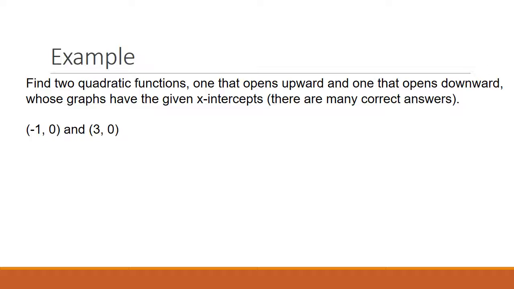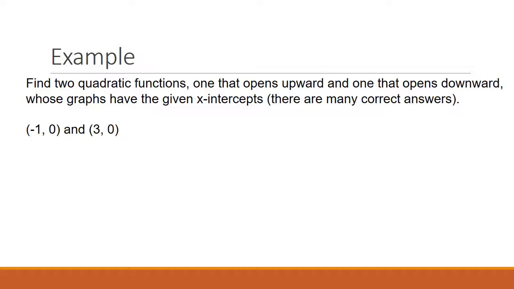In this example, we're going to find two quadratic functions, one that opens upward and one that opens downward, whose graphs have the given x-intercepts. Let me give you a hint. Remember, if the solutions are -1 and 3, then the factors we got them from must have been x plus 1 and x minus 3. If you multiply those factors together, you're going to get a quadratic equation that has those two x-intercepts.